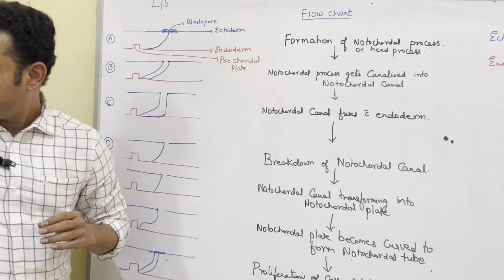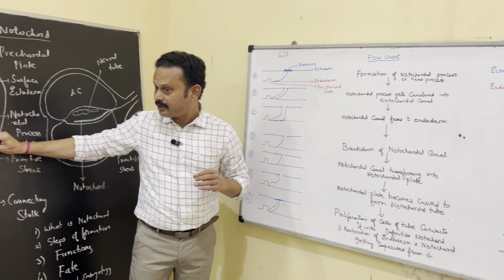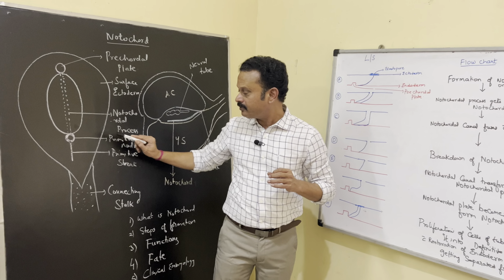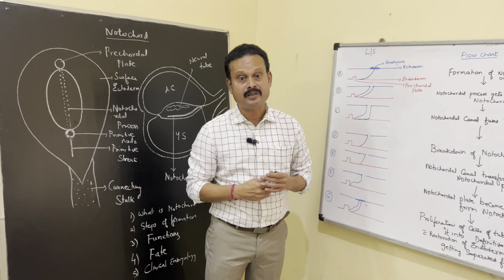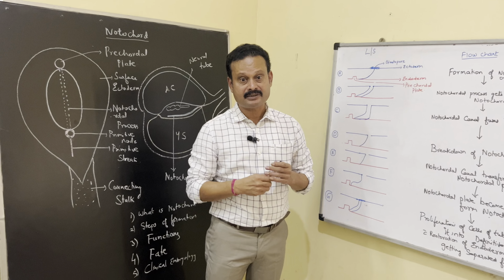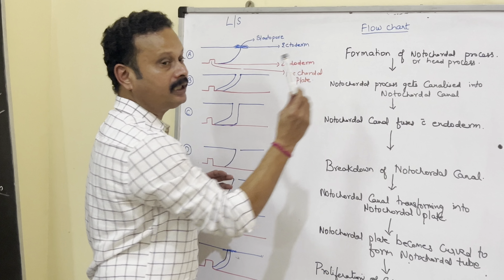From the solid cord of cells around this primitive node, these cells proliferate, which forms the pre-notochordal cells. Initially these pre-notochordal cells form a surface depression called the blastopore. From the blastopore, these pre-notochordal cells invaginate between ectoderm and endoderm, resulting in the formation of the notochordal process or head process.